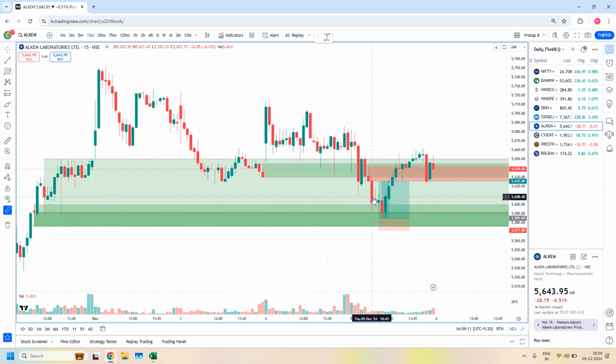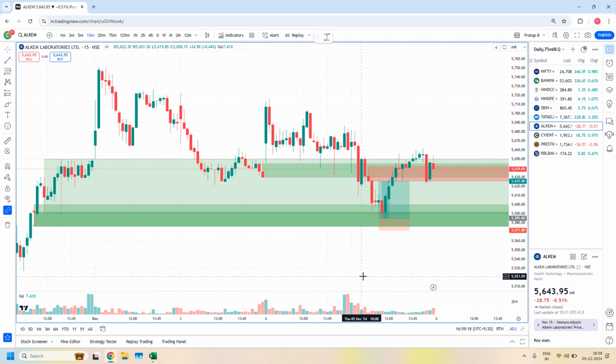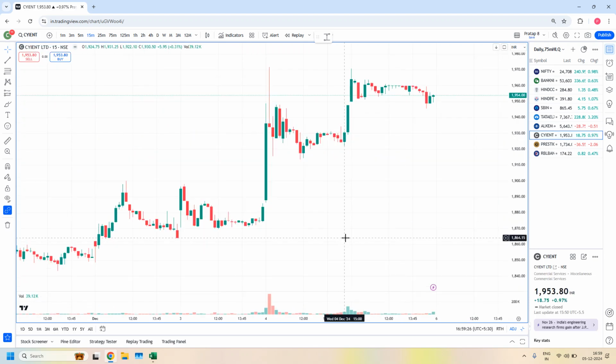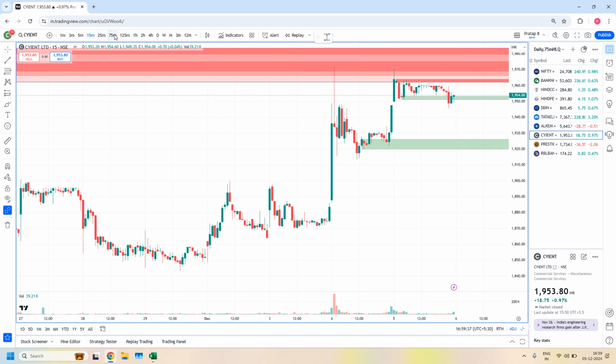Okay, this is about Alkem, and one more trade we got, that is Cyient. Cyient is also a recently added F&O list stock. And this is also a 75 minute zone, but a supply zone, a 75 minute supply zone.